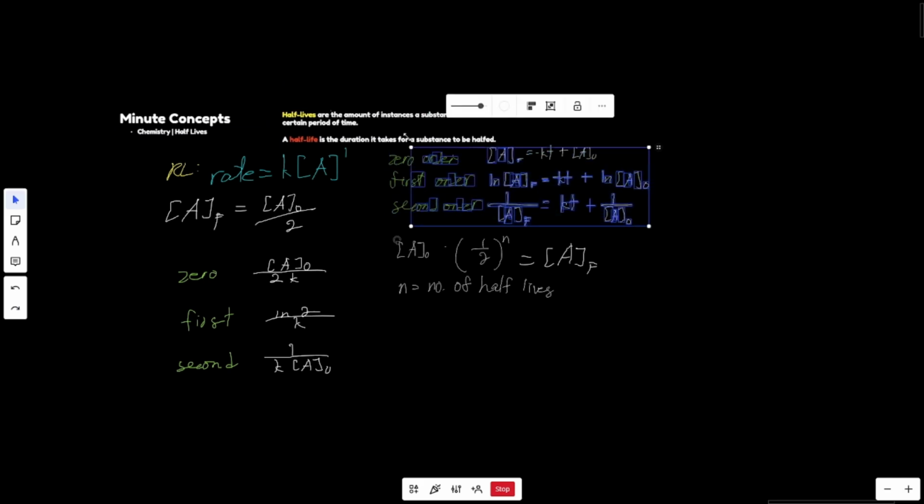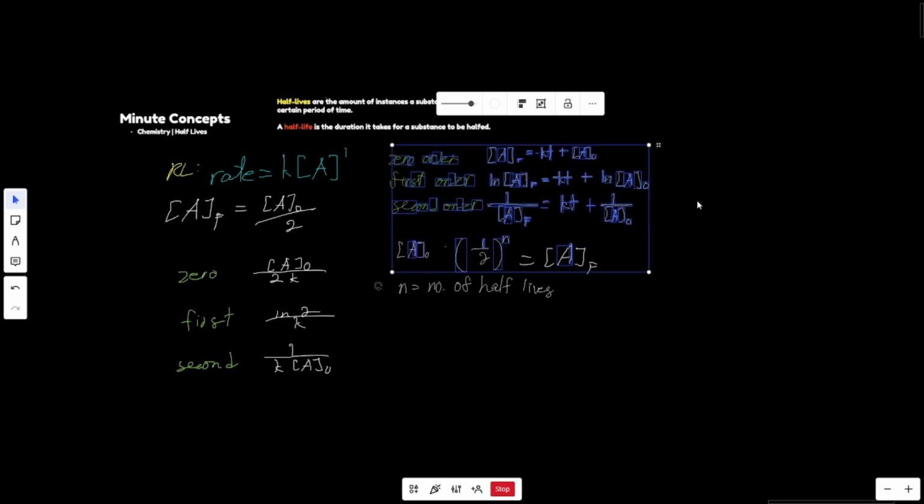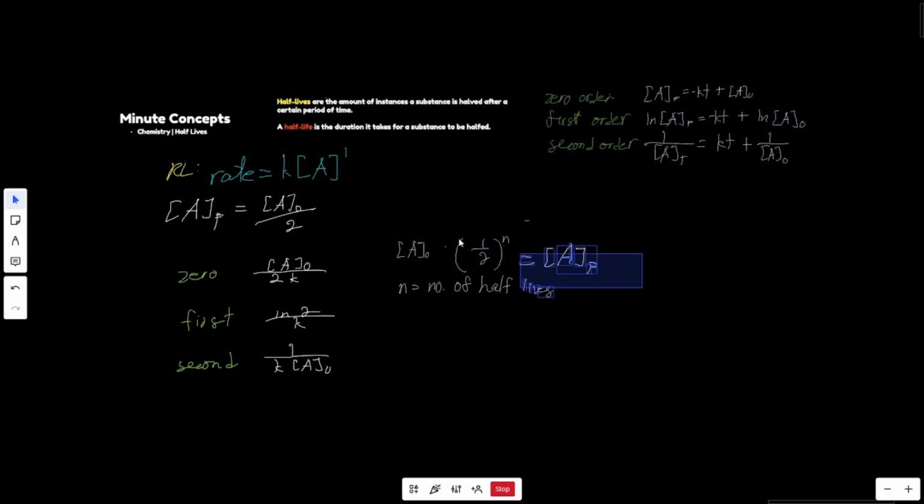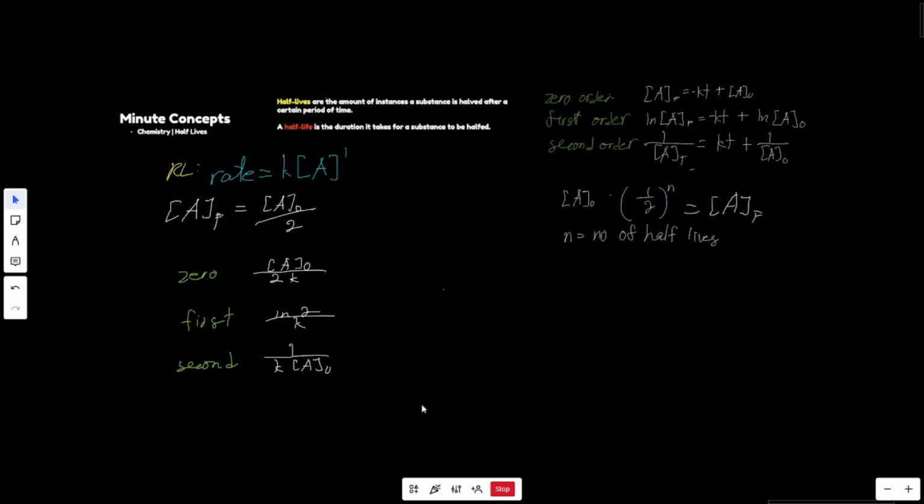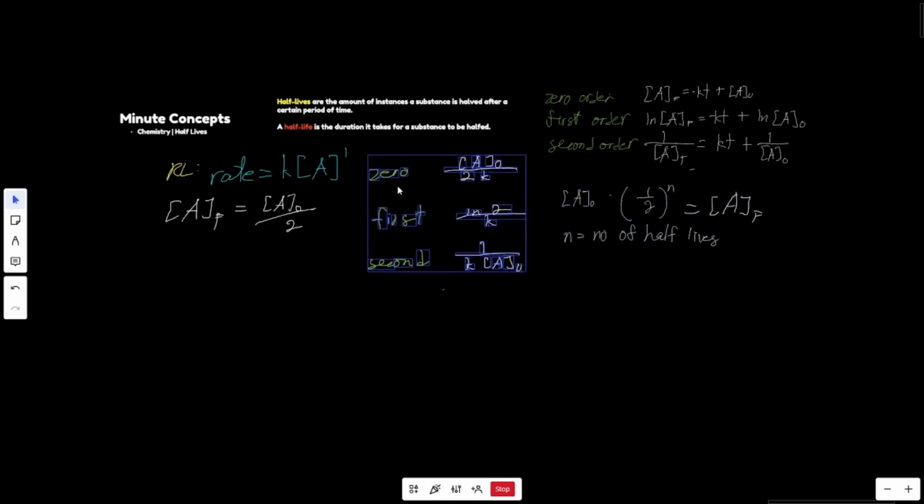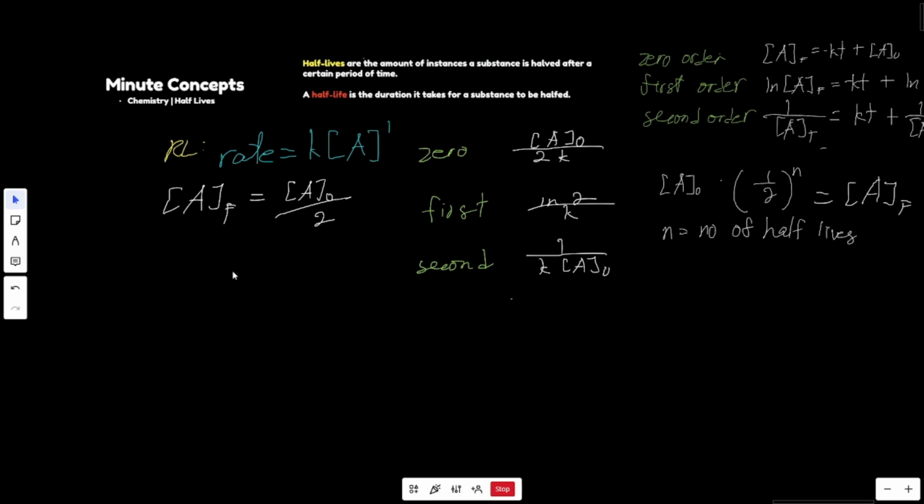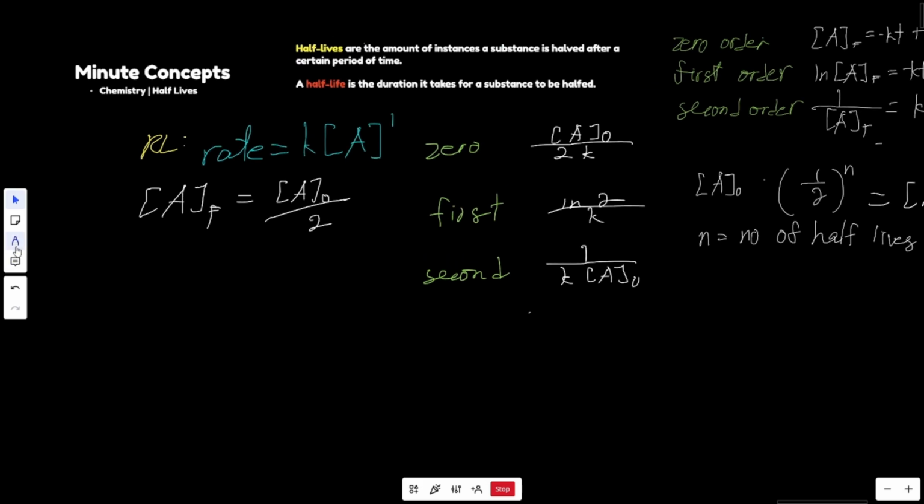Okay, now these are our half-life equations. These are all equal to T, by the way. Alright, so how does this work? Well, obviously, since it's equal to T, we use it to solve for time.